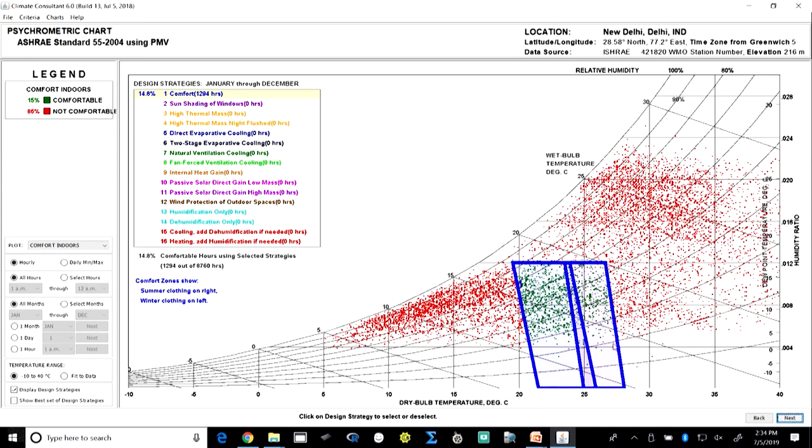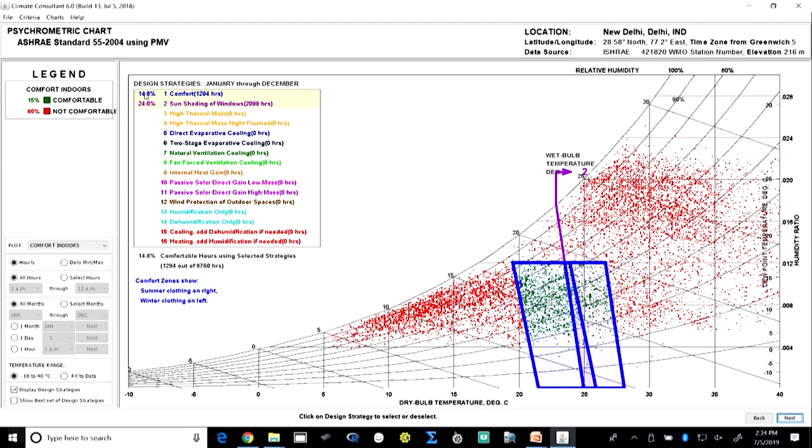So, this is the period under which the climate of New Delhi would experience comfort. Only these many hours will fall under comfort here for the given climate if we do not do anything, if we do not employ any strategy. Now, through our understanding of composite climate, we already know what kind of strategies may work. So, let us look at the passive strategies first.